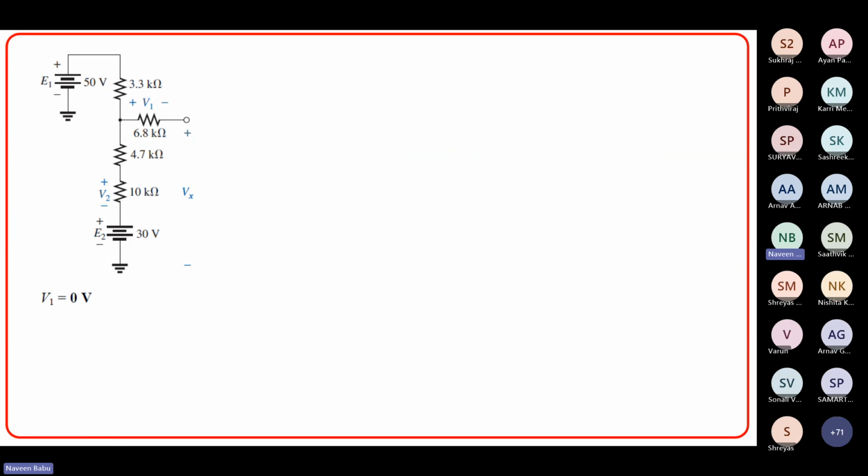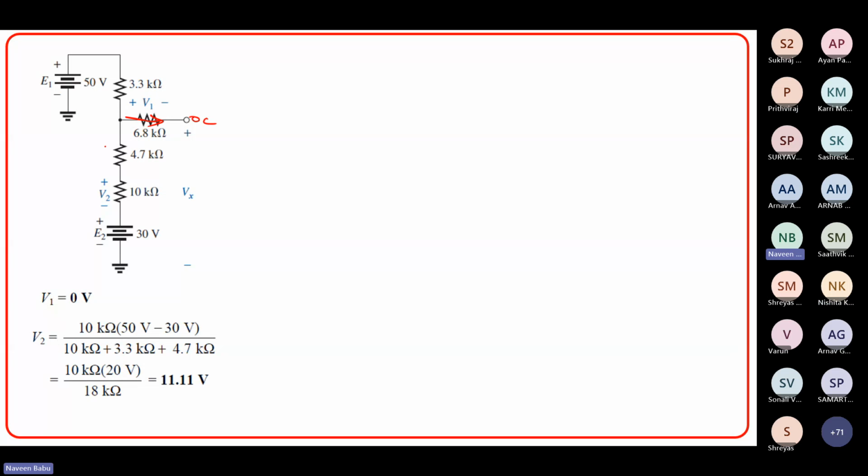So V1 is 10, right? V1 here is 10 because there is no current flowing across this, for the simple reason that this terminal is open circuit. This terminal is open circuit. Now V2 you can determine. You can apply KVL in this loop again.